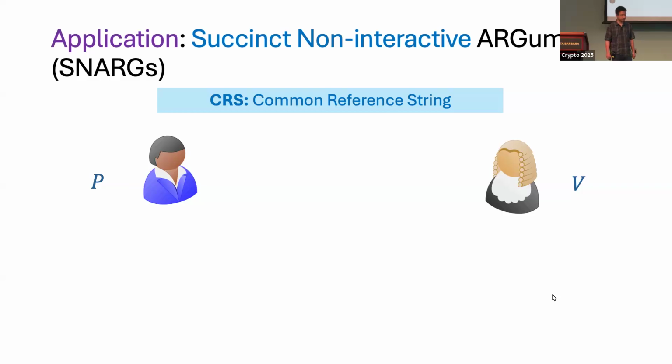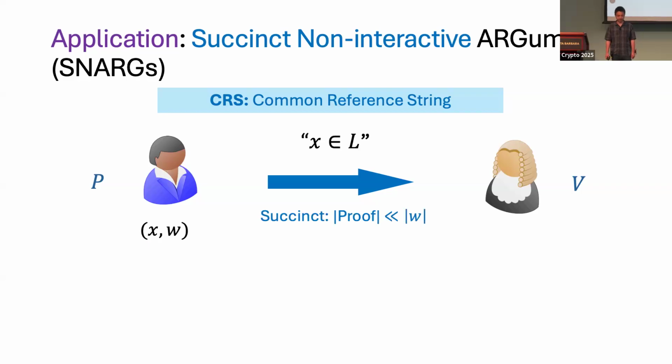Recall that SNARKs is the following protocol between a prover and a verifier in the common reference string model, where the prover tries to convince the verifier that some instance x is in some NP language L by sending a single round of message, where the prover is given the instance x and the NP witness w, and the succinctness requires that the proof size be much smaller than the NP witness length. In the end, the verifier can decide to accept or reject this proof.